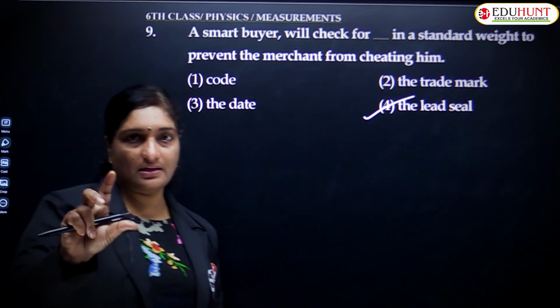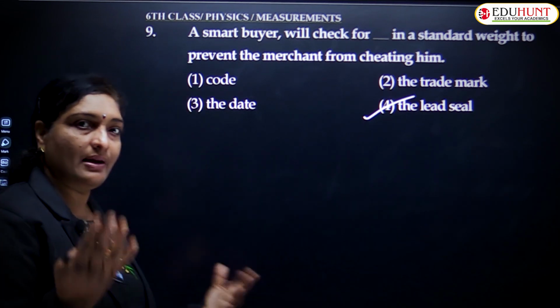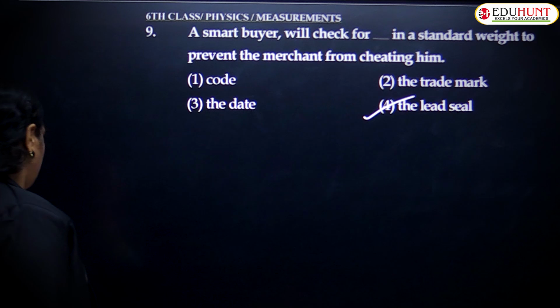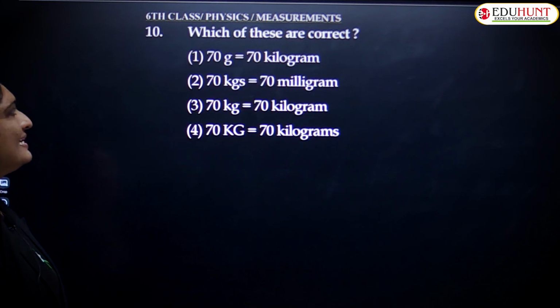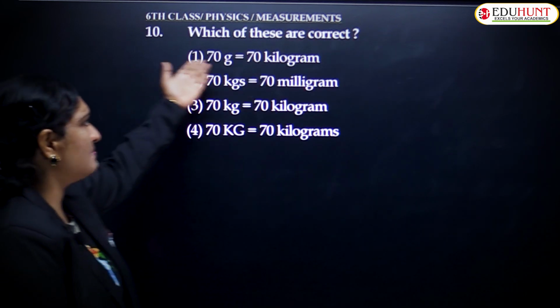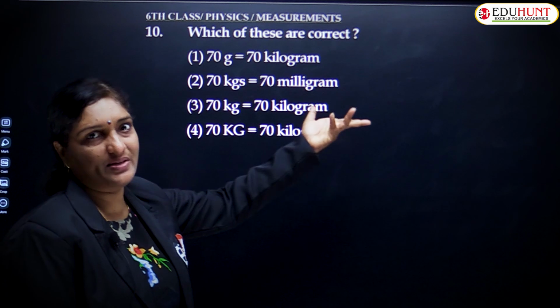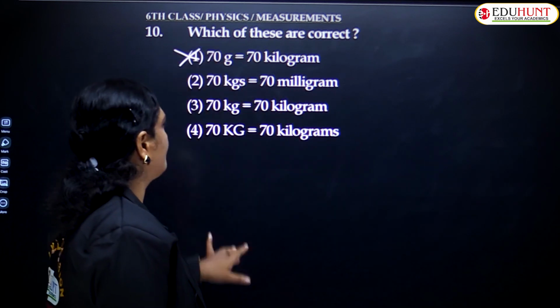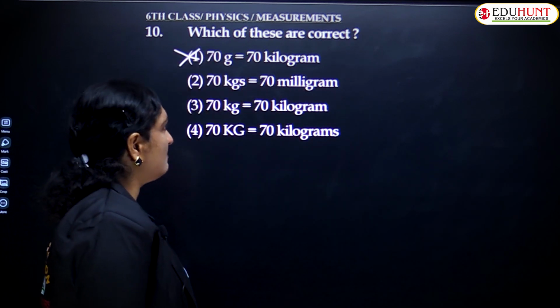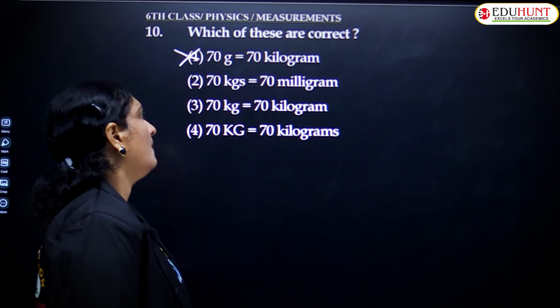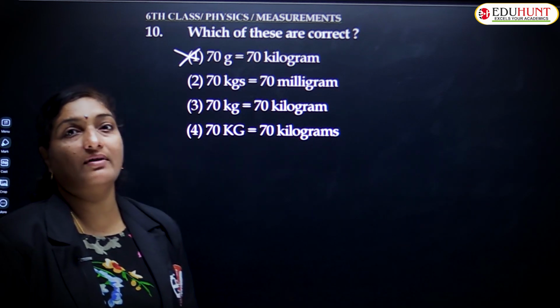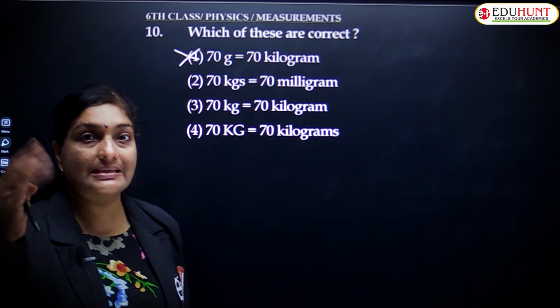Okay, so that it weighs less amount and they will have the profit. Next, which of these are correct? Is 70 grams equals to 70 kilograms? How is that possible? No. 70 kgs equals to 70 milligram? No. If kgs you want to convert into milligram, it should be 10 power 6.